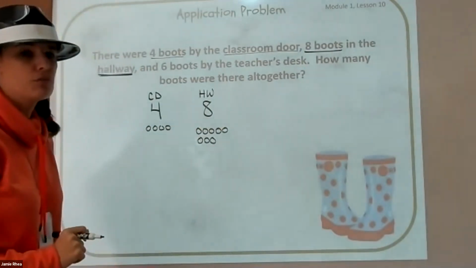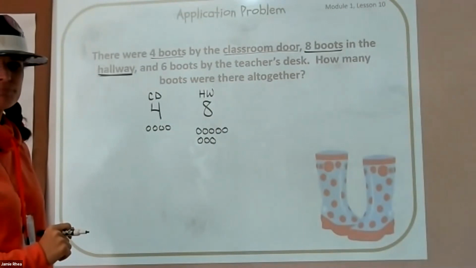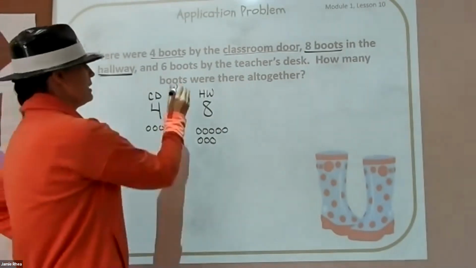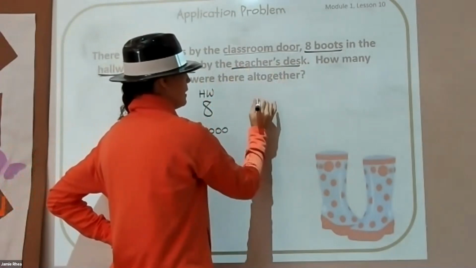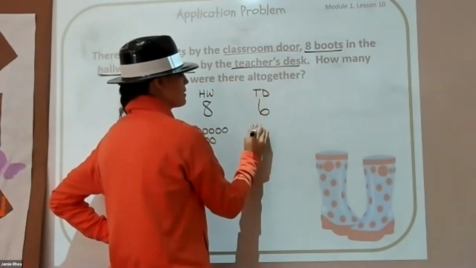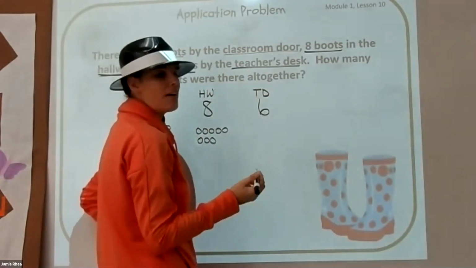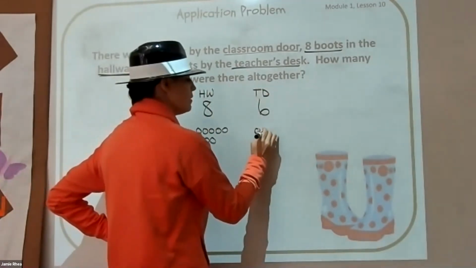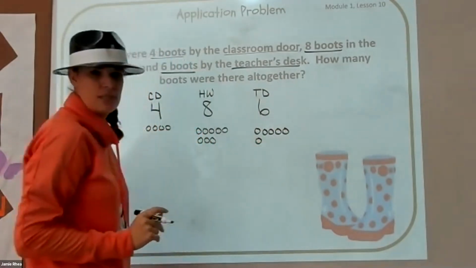Okay, let's keep looking for clues. 6 boots by the teacher's desk. There's 6 by the teacher's desk. So I'm going to put 6 and I'm going to put TD for teacher's desk. Then I'm going to draw it out. How am I going to draw it? My 5 group way. 1, 2, 3, 4, 5, 6.